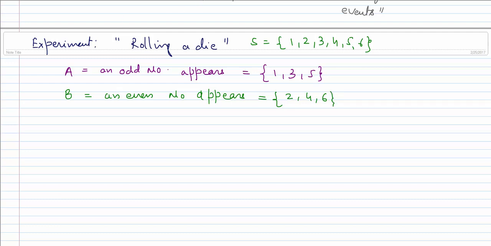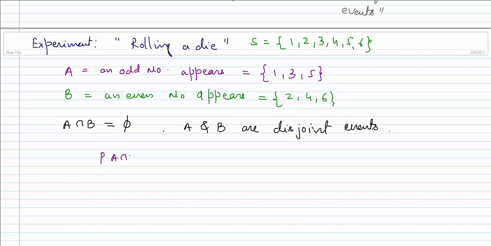Now if we have a question related to A intersection B, then we will have the empty set as outcome. And we can also say that A and B are disjoint events. We can also say that these are disjoint sets or disjoint events. If we think of probability of A intersection B, then this will be equal to 0 since it becomes an impossible event. If you think of an outcome that is both simultaneously an odd and an even number, then it is impossible to get, since a die shows either an odd number or an even number at the top.